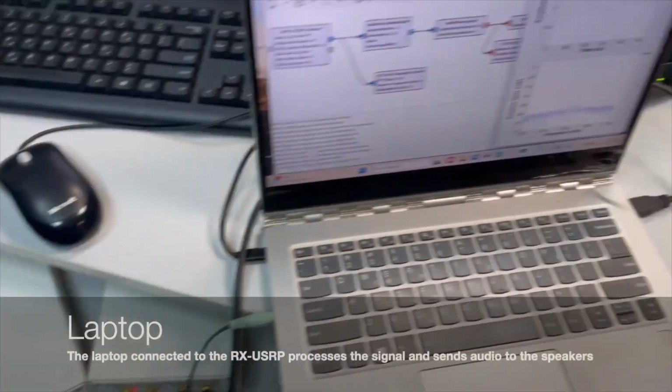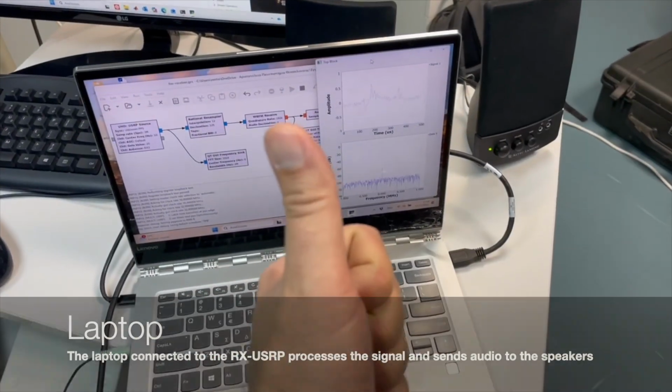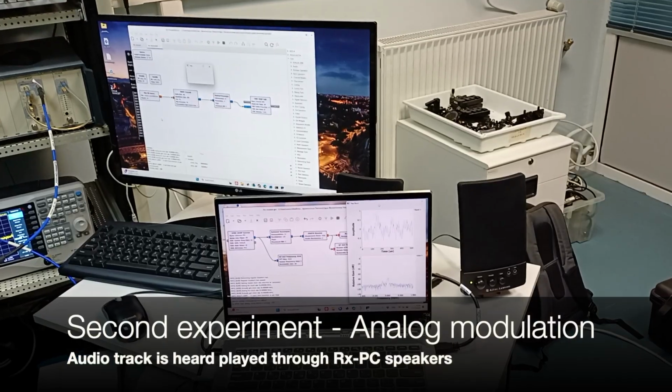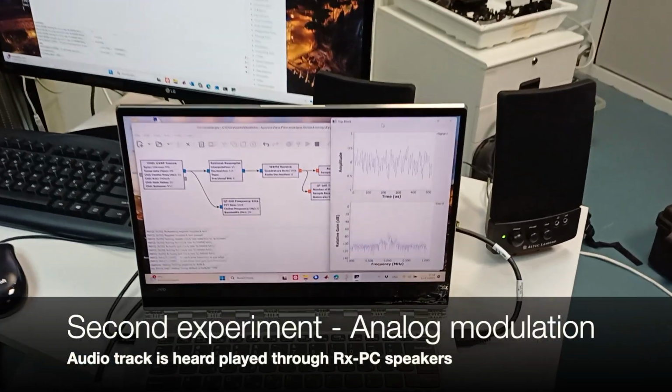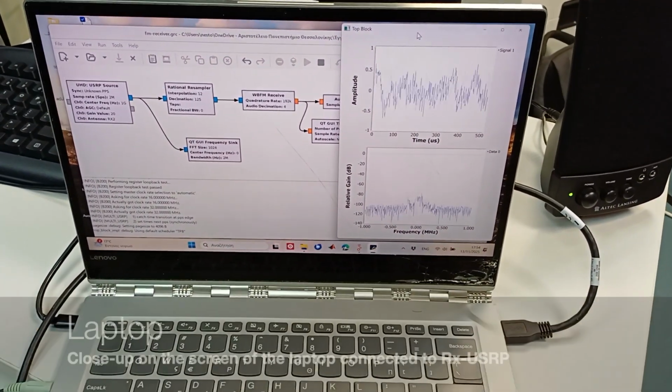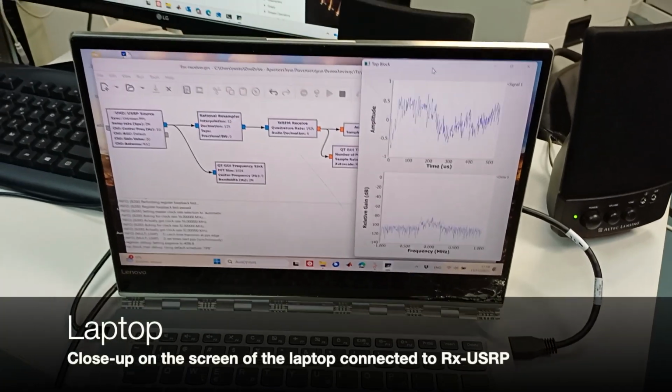The laptop processes the signal and sends audio to speakers. The audio track is heard played through RXPC speakers. We close up on the screen of the laptop connected to RX USRP.